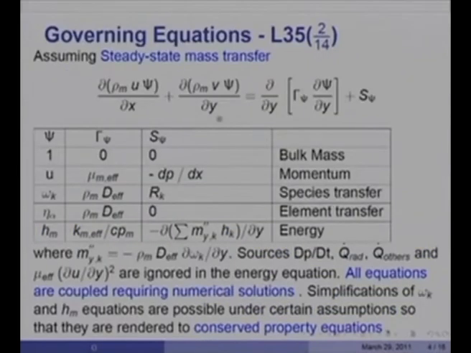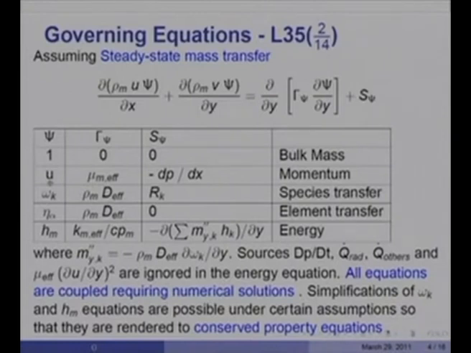So assuming steady state mass transfer, now you have d by dx of rho u psi plus d by dy of rho v psi plus d by dy of gamma psi d psi by dy plus a source term, where psi is any property. Like when it is 1 we get the bulk mass equation because that term is 0 and S psi is specified as 0, and that being 1 you simply get d rho u by dx plus d rho v by dy equal to 0, and that is the bulk mass equation under steady state.